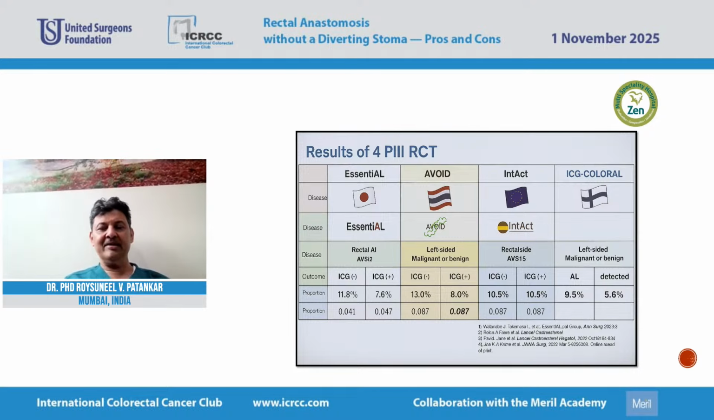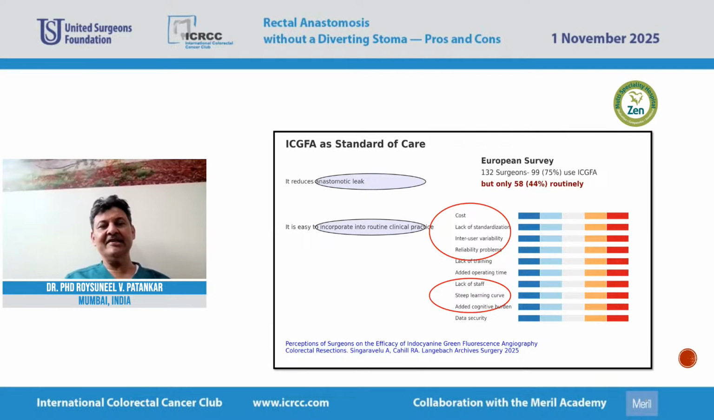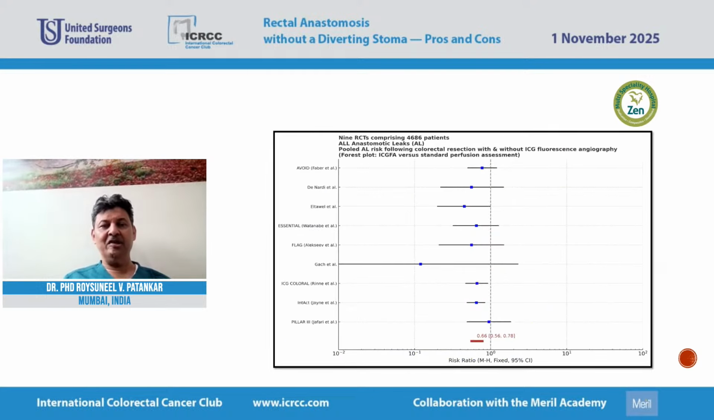So we have 4 good RCTs: the Essential trial, the White trial, the Intact trial, and the ICG colorectal trial, all of which show that the incidence of anastomotic leaks decreased statistically by using ICG in rectal anastomosis. The data in right colonic anastomosis is mixed, but in rectal anastomosis, I have no doubt in my mind that ICG fluorescence is soon going to become the standard of care. Not very popular in many areas of Europe and the US, but in India, we are quite bullish on this.